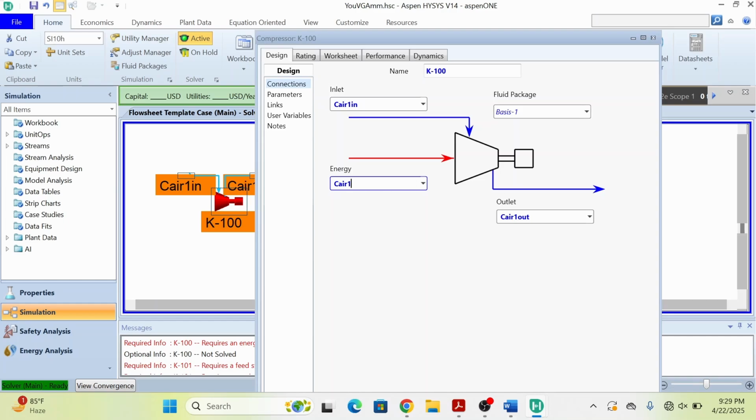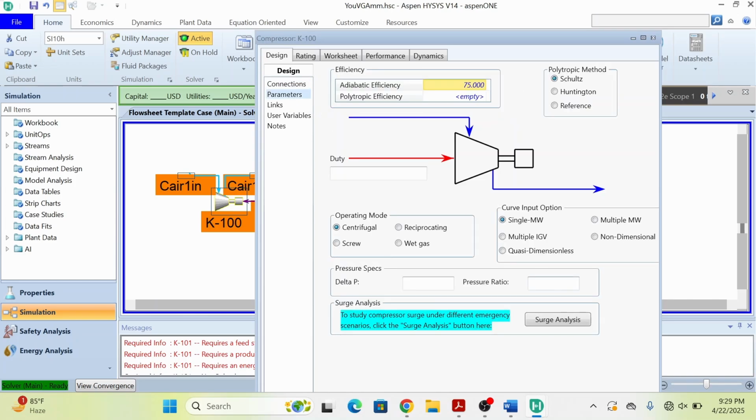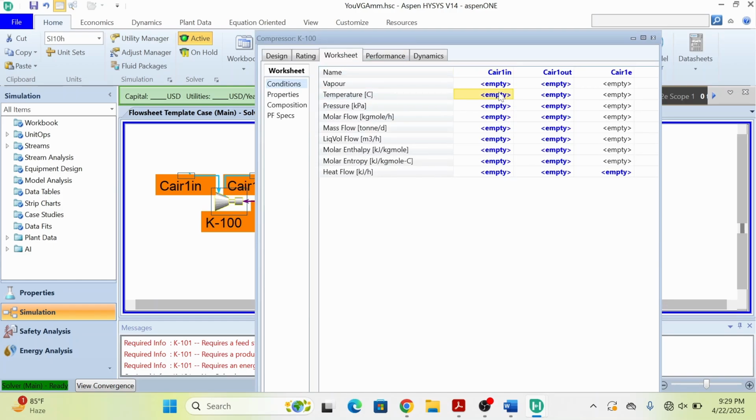You can write here energy compressor air 1 E. Then you will go to the parameters, and here you will define your compression ratio as 1.881. I will go to my worksheet, and here I will specify the ambient conditions for my air. The ambient temperature is 35, and the pressure is 101. The molar flow we calculated in the previous video was 1550, but I am going to take 1600 to make up for any losses.